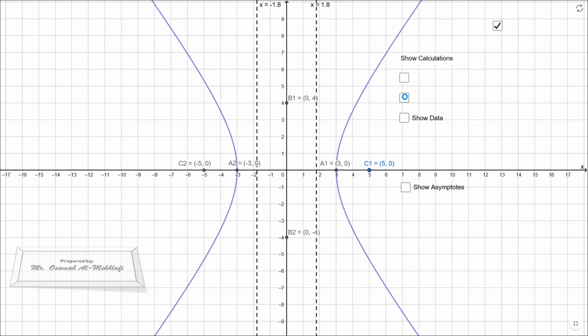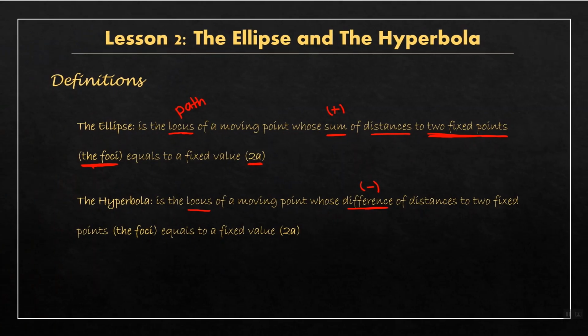The same thing even if we move the point to the other side, to the other curve on the left-hand side. If we move it here, we will also get the same difference, which is 6. So this is how a hyperbola is defined. It's defined by the difference, while the ellipse is defined by the sum. So the hyperbola is the locus of a moving point whose difference of distances to two fixed points, the foci, equals a fixed value, or 2a.